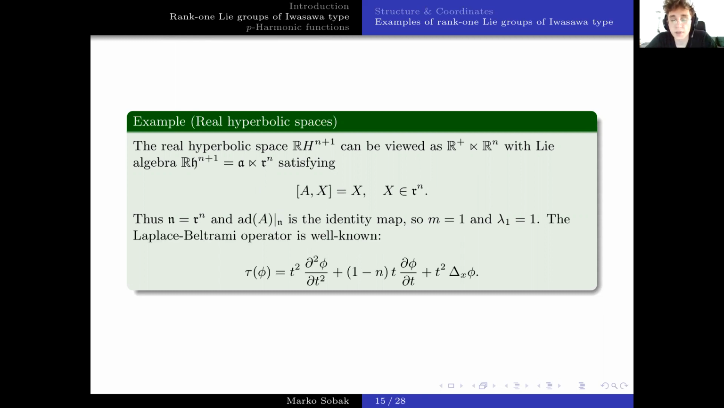And in this case, if you plug everything into the formula from the previous slide for the Laplace-Beltrami operator, you get the following. And this is the well-known formula for the Laplace-Beltrami operator on the real hyperbolic space, which just confirms that everything is fine, at least so far.